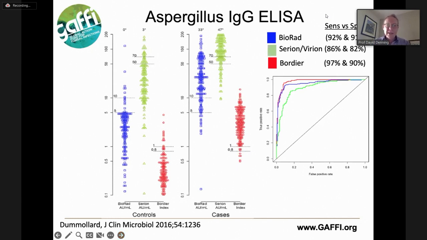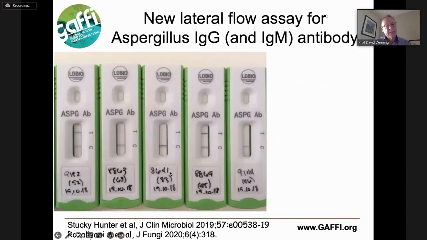But you can see that none of these tests are 100% sensitive for the disease. And the lack of specificity reflects the fact that you can get a positive Aspergillus IgG from something other than chronic pulmonary aspergillosis. You can have Aspergillus bronchitis, you can have ABPA, you can have recovered from invasive aspergillosis. So there are other reasons for a positive Aspergillus IgG, and that's one of the reasons why the specificity is not 100%.